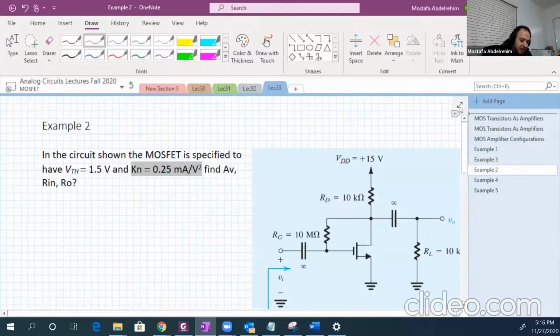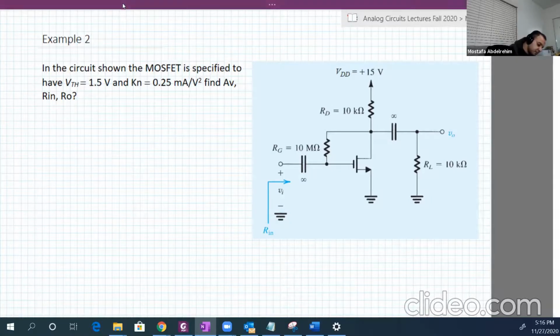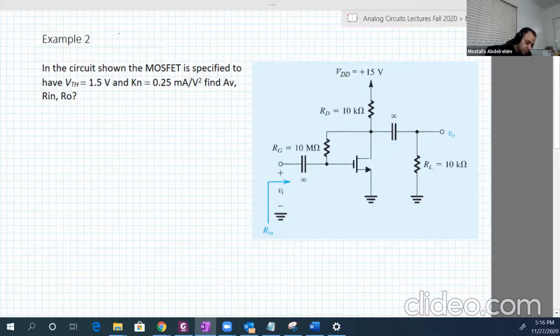The third example is a little bit trickier or harder. Let's see. But again, just need more work. It's not that hard. So what we have here, again, a circuit which has an input at the gate and the output is at the drain. So it is also a common source amplifier.